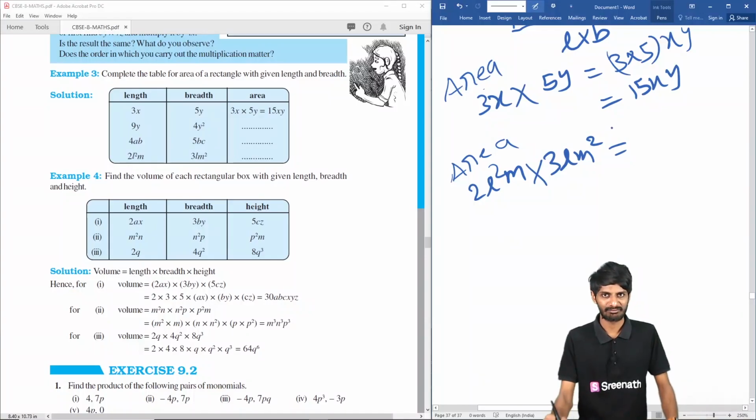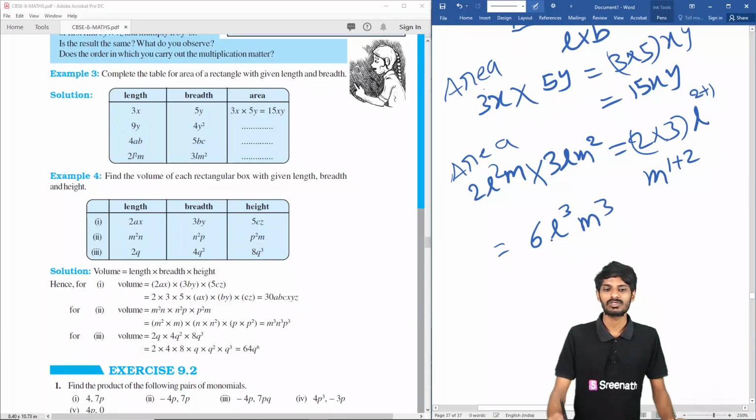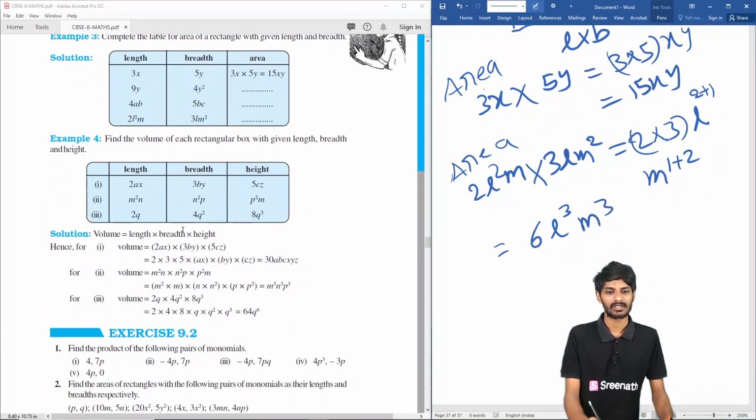We know, very simple. First multiply the numbers, so it is 2 into 3. And there is l square and here it is l, so it is l to the power of 2 plus 1. And here there is m, and here m square, so it is m to the power of 1 plus 2. So 3 2s are 6, and l cube and m cube. So this is the way, students. Like that, do the remaining things.